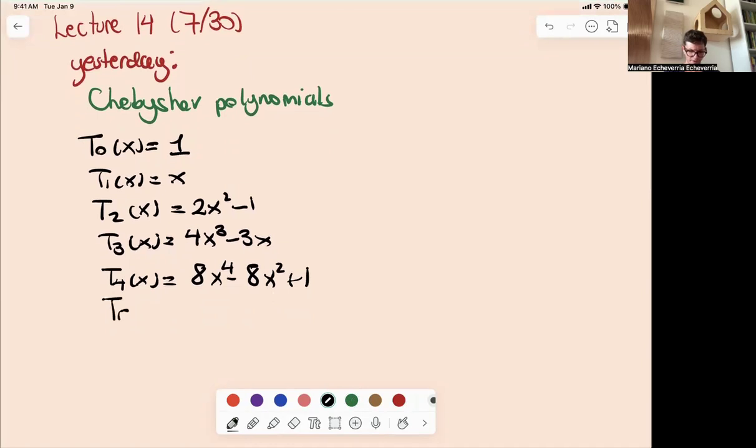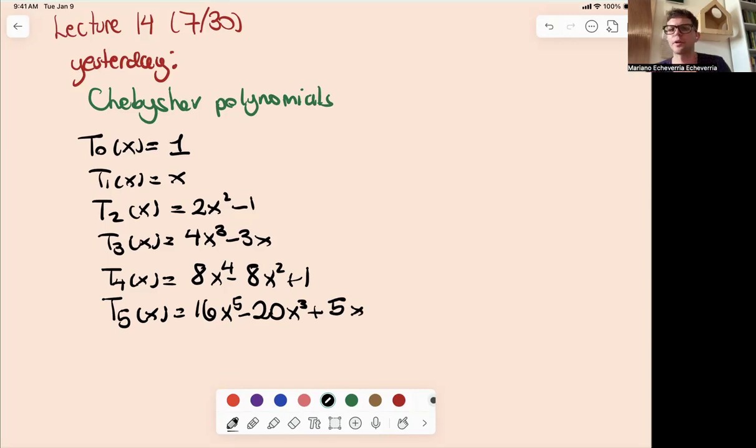And let me do one more. The degree 5 Chebyshev polynomial is 16x to the 5 minus 20x cubed plus 5x.